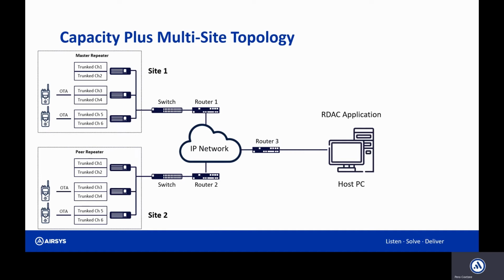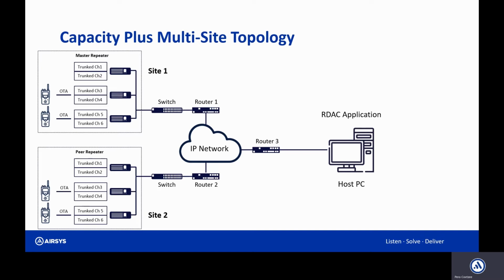So this is the topology of a capacity plus multi-site system. It works a little different than IP Site Connect, because with IP Site Connect, you could have all of the repeaters on the same LAN. This is not the case with capacity plus multi-site. Each site in a capacity plus multi-site system needs to sit behind its own router and have its own network. This is so that the traffic on each site can be routed properly between the repeaters at each site and also to the repeaters on the other sites.